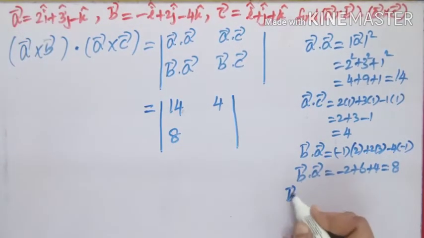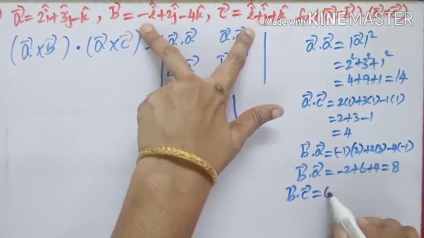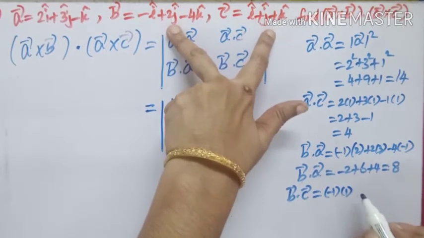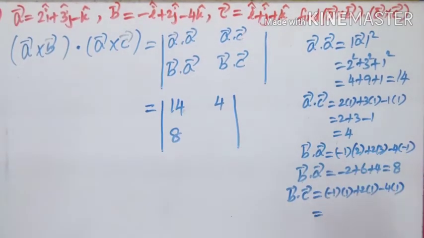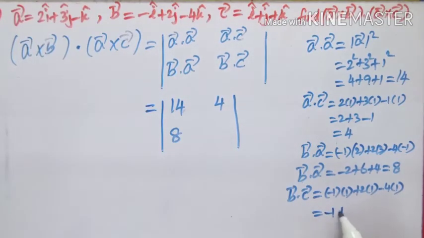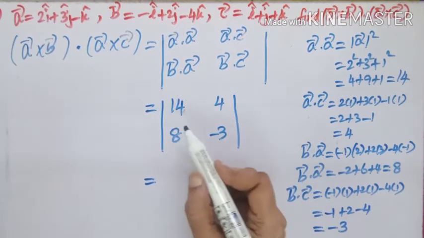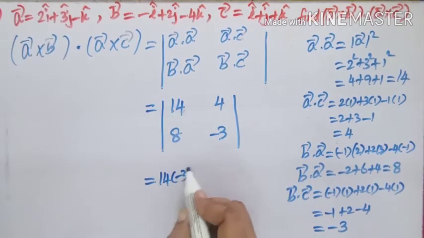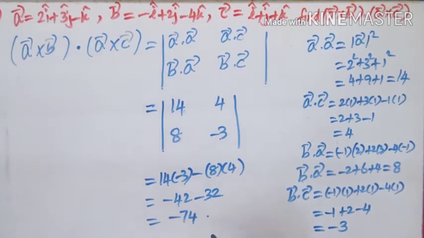And I want B dot C. It is between B and C. Dot product: minus 1 into 1, 2 into 1, minus 4 into 1. So remember, dot product means I and I, J and J, K and K. Multiply the components. Minus 1 plus 2 minus 4, that is minus 3. Now we just have to expand the determinant. 14 into minus 3 minus 8 into 4. It is minus 42 minus 32, that is minus 74, and that is the answer.